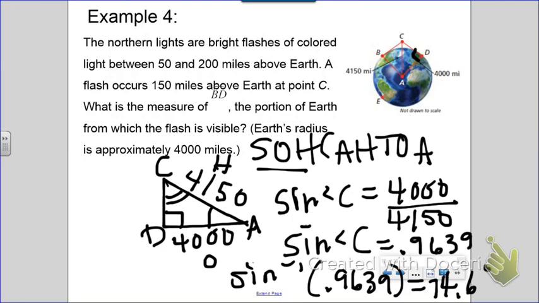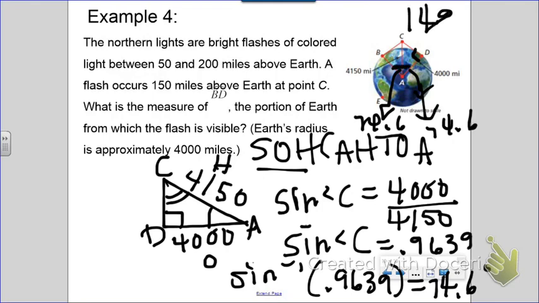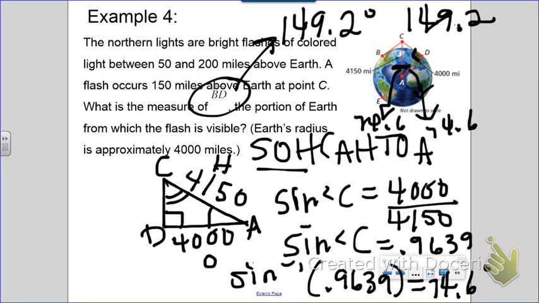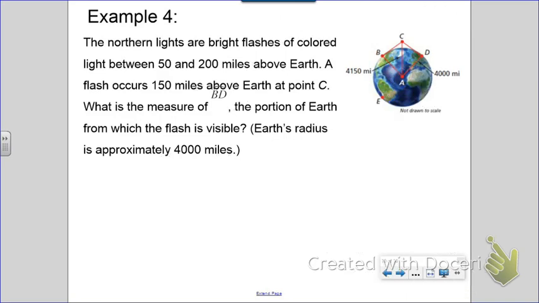So if that's this angle, the other one will be the same. If we add those two pieces together, we would get 149.2. So if the angle is 149.2, if we assume it's a central angle, then the arc is also 149.2. And that's it for our lesson today.